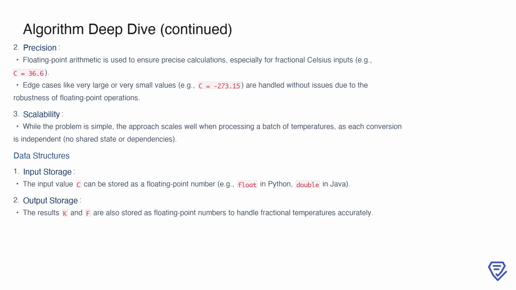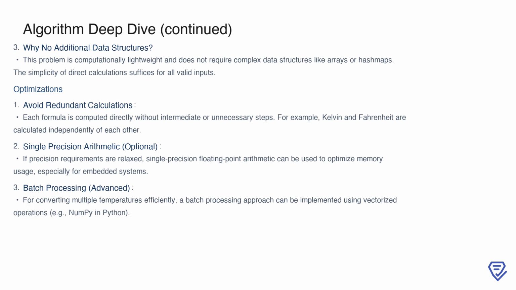Scalability is another strength of this approach. While the problem itself is straightforward, it can be extended to process batches of temperatures efficiently. Since each conversion is independent, there are no shared states, making the process highly parallelizable. For input storage, the temperature in Celsius, C, is represented as a floating point number. Similarly, the outputs K and F are also stored as floating point numbers to ensure that fractional temperatures are handled accurately.